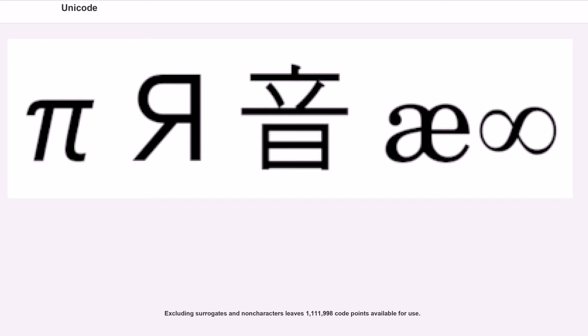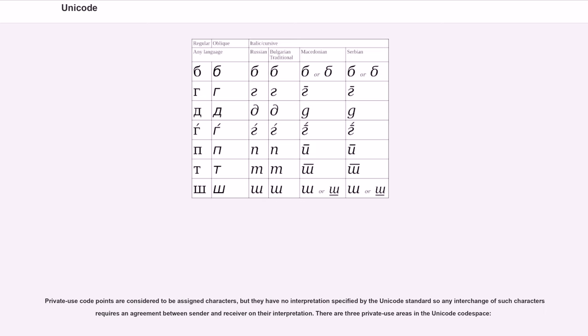Excluding surrogates and non-characters leaves 1,111,998 code points available for use. Private use code points are considered to be assigned characters, but they have no interpretation specified by the Unicode standard, so any interchange of such characters requires an agreement between sender and receiver on their interpretation. There are three private use areas in the Unicode code space.